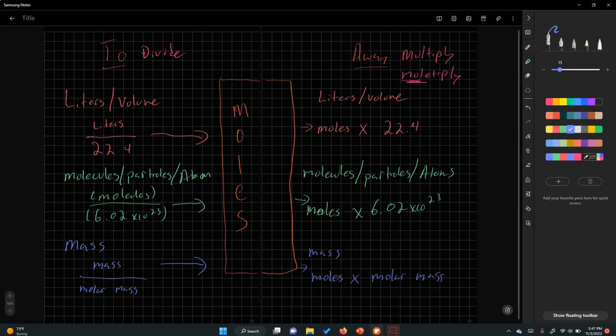And that's how we're going to tackle any kind of mole conversion. We always have to figure out what it is we have and what it is we want. If we have liters and want moles, then we divide by 22.4. But if we have moles and we want mass, then we take however many moles we have and multiply by our molar mass down here. So this is a more visual way of looking at molar mass and mole conversion.